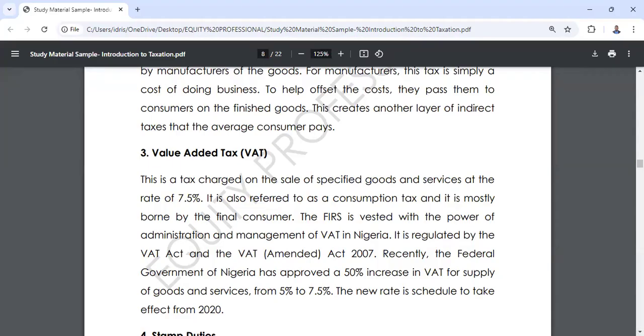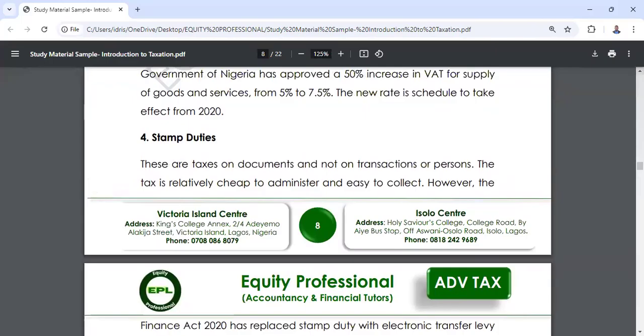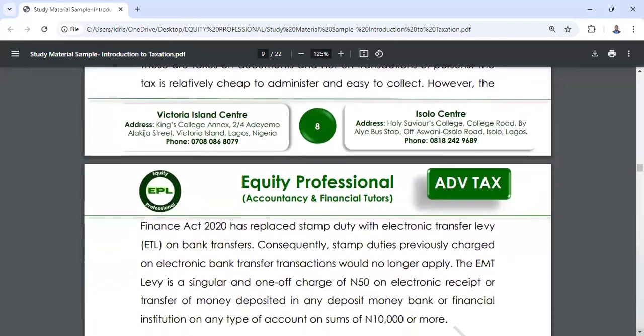So another type of indirect tax that we have is stamp duties. Stamp duties are levies or taxes imposed on a document or an instrument so that the document can be legally binding. All those taxes that you pay on some written document or instrument, so that those documents can be legally binding or presented in a court of law, are called stamp duties. The most common stamp duty is called the electronic levy, the electronic transfer levy.